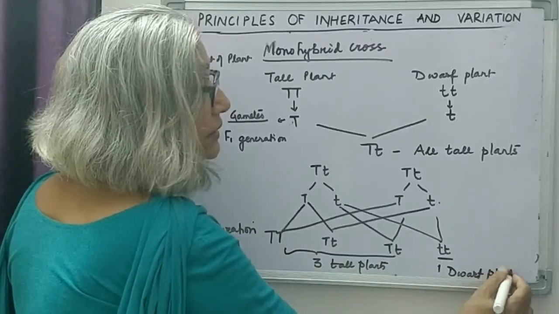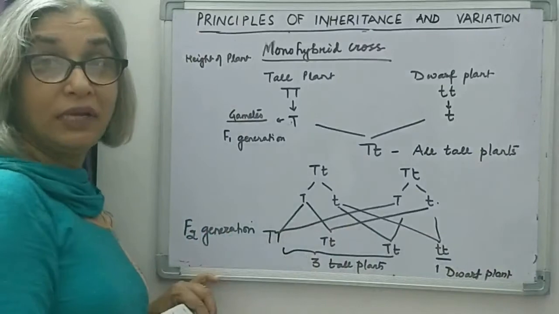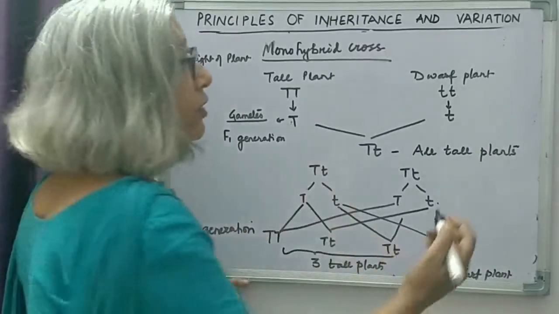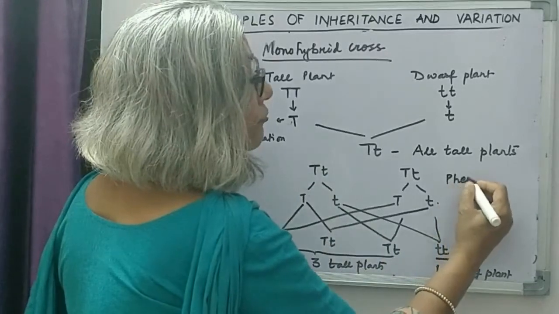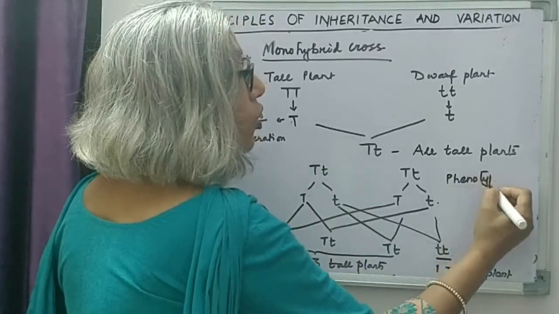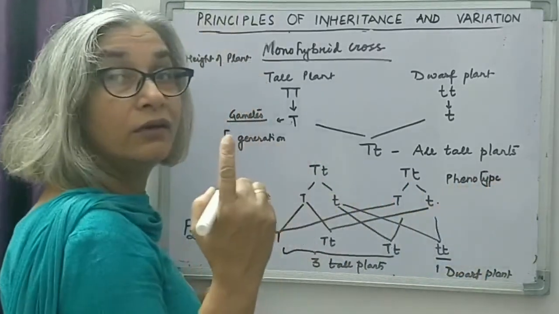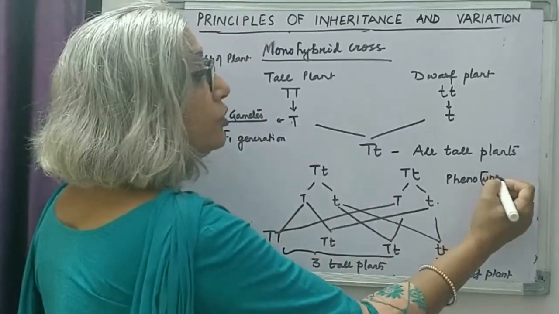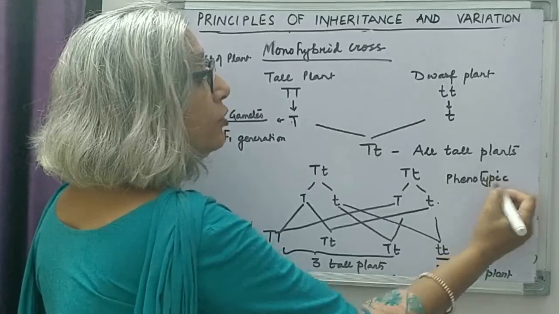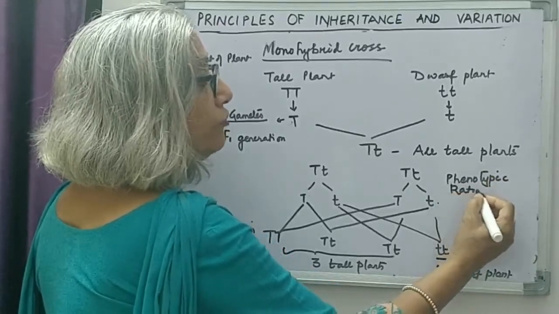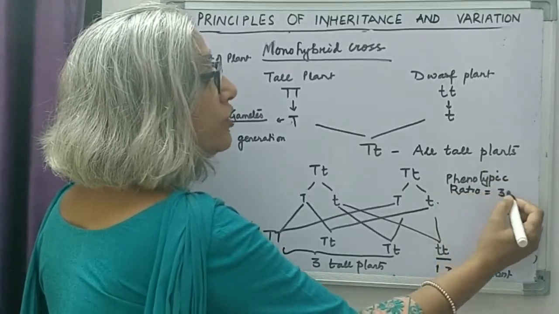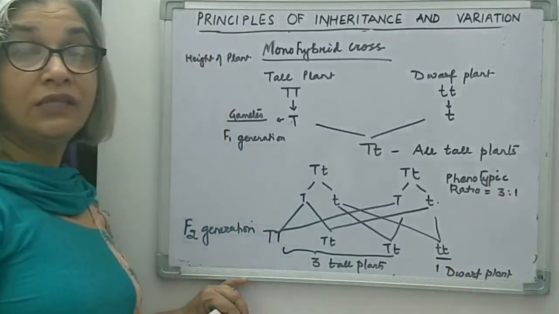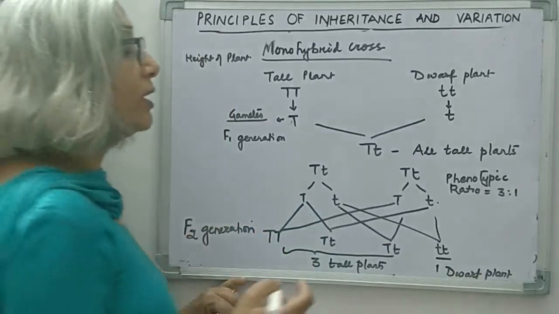This is the external appearance of the plant. The visible character, the observable character. So we say the phenotype. 3 tall and 1 dwarf plant is going to be produced. Now if we consider the ratio, we say the phenotypic ratio. The phenotypic ratio is 3:1. 3 tall plants and 1 dwarf plant.